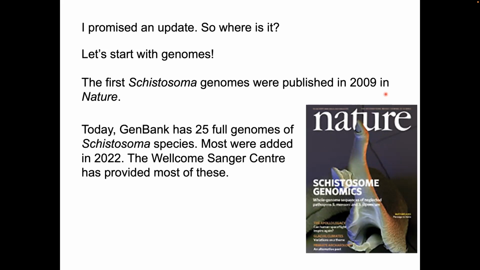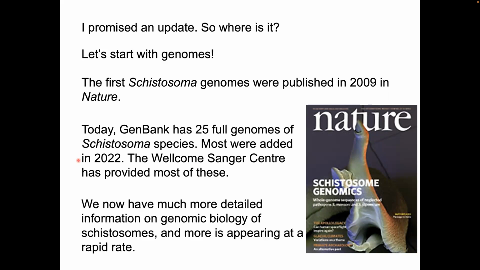So that was good. Of course, it was possible to identify a lot of genes in those genomes, but what do those genes do? Well, we're not really sure. We can think they have these kinds of functions. That was the early days. Today, GenBank has 25 full genomes of Schistosoma species. Most of them were added last year. So this is recent and ongoing, and most of them from the Wellcome Sanger Centre in the UK. There's a lot of work going on there, and it's increasing all the time.